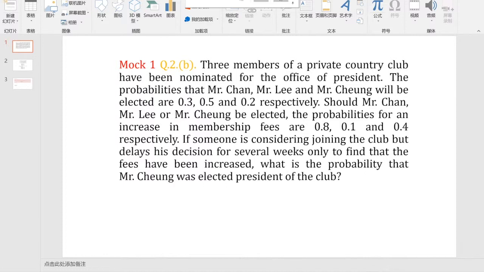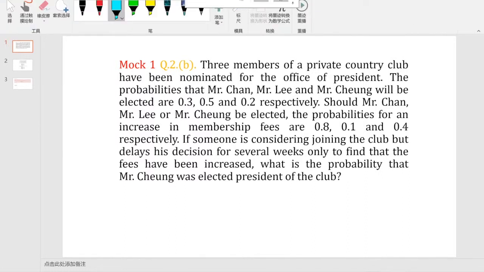If someone is considering joining the club but delays his decision for several weeks, only to find that the fees have been increased, what is the probability that Mr. Chung was elected president of the club?